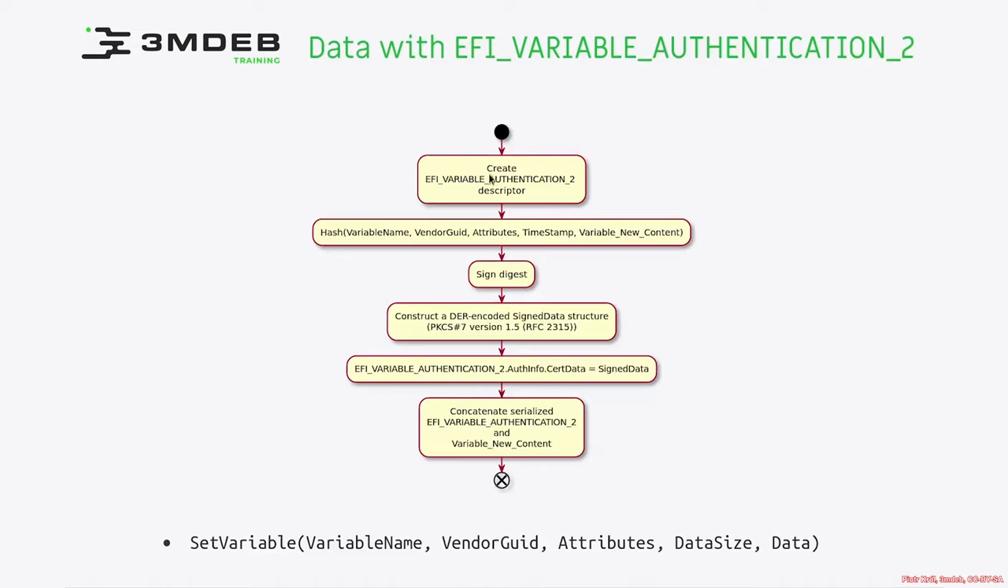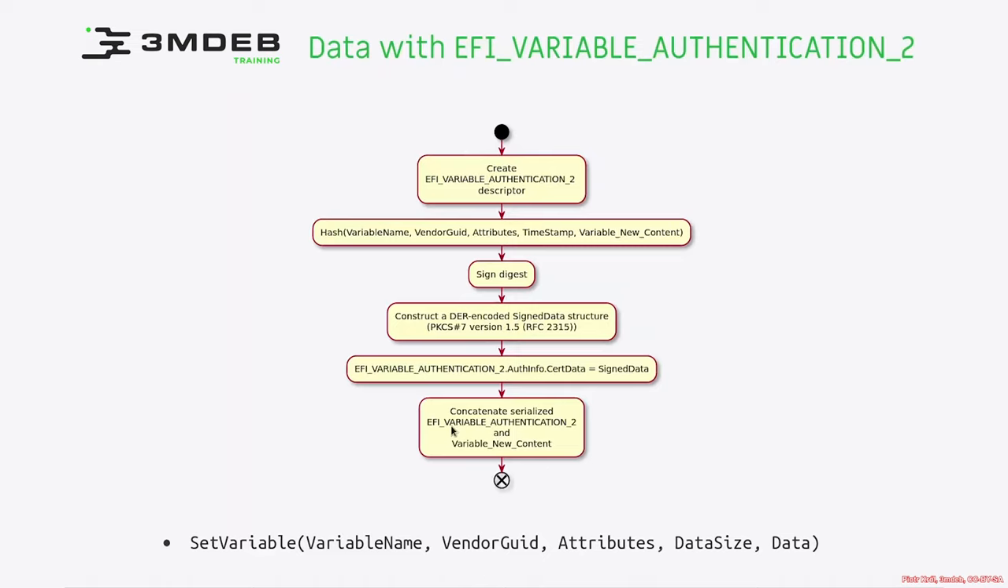The first thing, at the top, is the creation of the EFI variable authentication 2 descriptor. Then we hash the variable name, vendor GUID, attributes, timestamp, and the new content of our variable. We sign the digest that we get. Then we construct a DER-encoded signed data structure, which has to be compliant with PKCS7 version 1.5. And then we fill the EFI variable authentication 2 descriptor, the auth info part, the cert data, with this signed data that we received here in the encoded format.